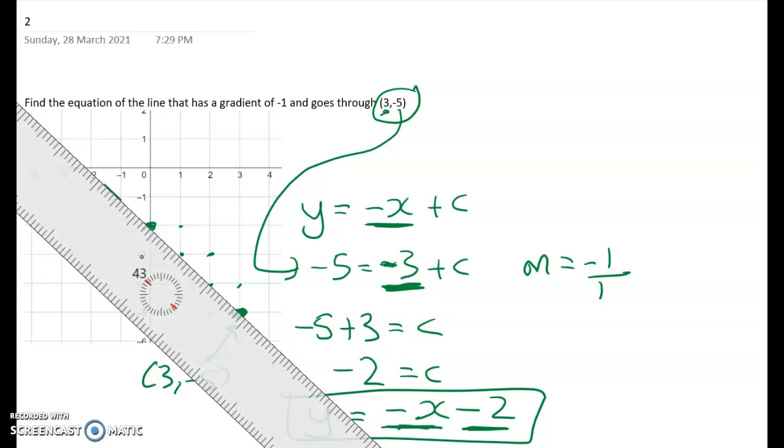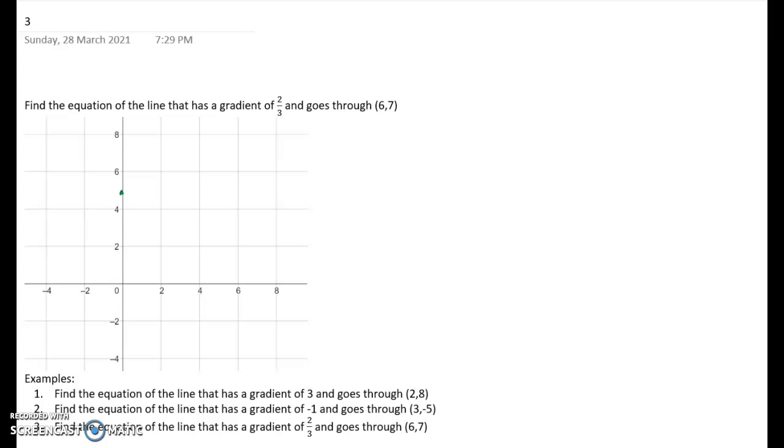So there's my ruler there. Let's rule that on. Okay, on to number 3. Find the equation with a gradient of 2/3, and it goes through 6, 7.